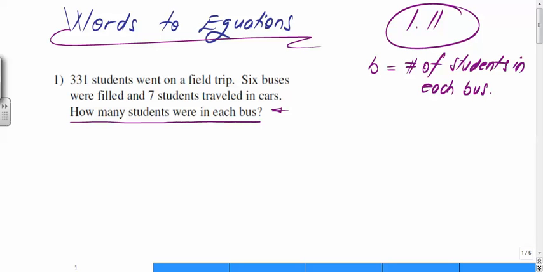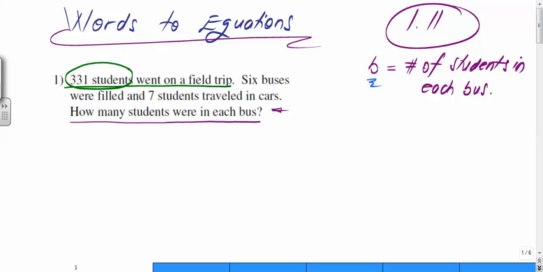And before we move on, if we say that B is the number of students in each bus, that's supposing that every bus will have the same number of students, right? Good. Well, what else is given to us? They're telling us that there were 331 students that went on that field trip, so the total number of students going for the trip is 331.